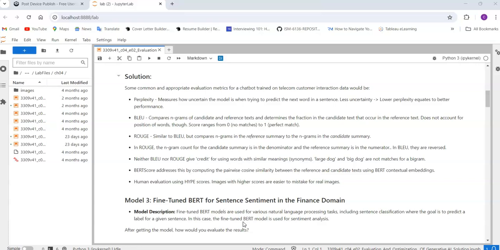Okay, and also there is one more score that you can evaluate, that is a BERT score. Okay, this is basically calculated by using pairwise cosine similarity. Okay, so what is cosine similarity?